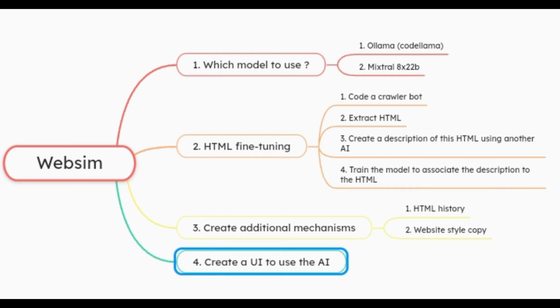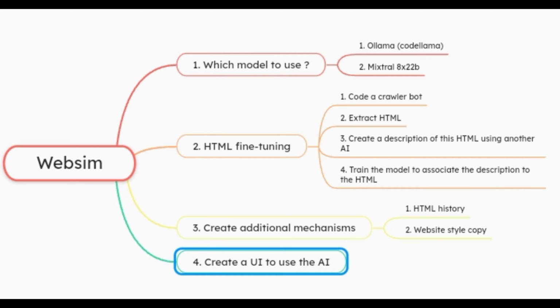A good model to use would be CodeLlama from Ollama, but it doesn't have enough parameters, and creativity won't be very high. I've recently stumbled upon Mixtral 8x22B, which is, as its name suggests, a mix of 8 AIs of about 22 billion parameters each. It is able to achieve tasks as well as GPT-4.